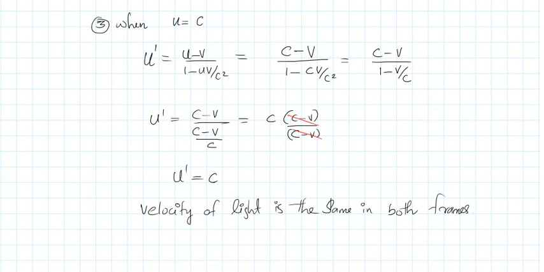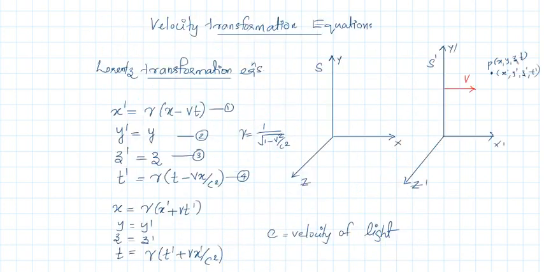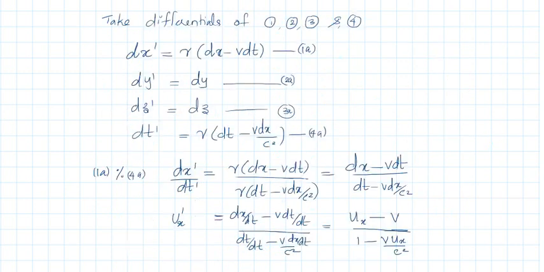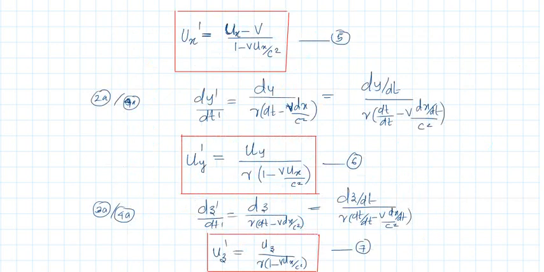So this is the velocity transformation. I hope it is clear. You have two frames, S and S prime. You are observing a particle P and its motion, and you are trying to connect the coordinates in the two frames. These are the relations between coordinates. These are the relations between velocities.